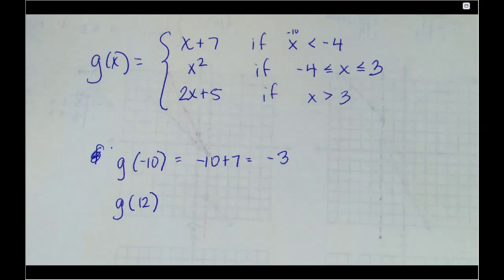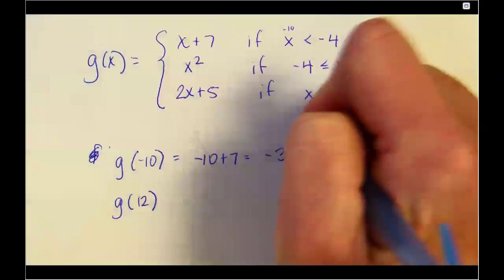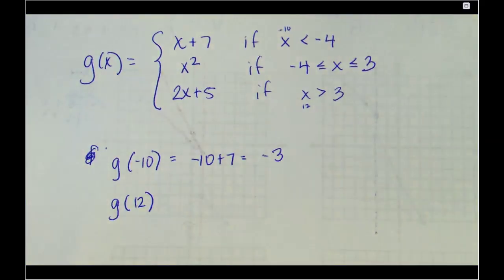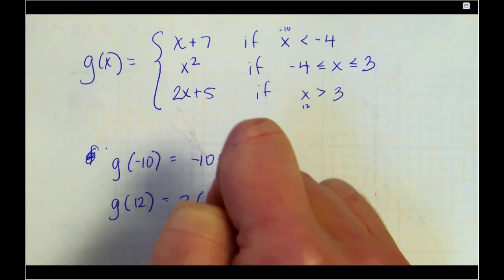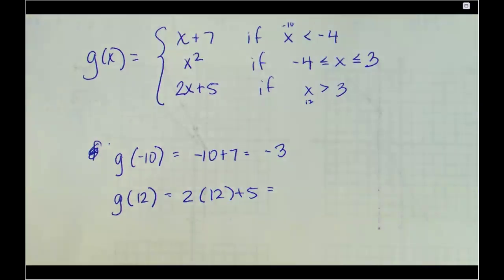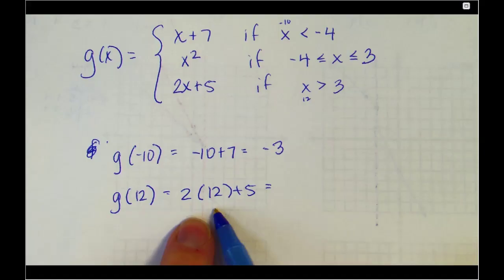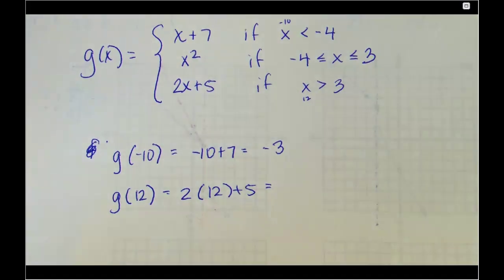Top, middle, or bottom on G of 12? Bottom, correct? If you check that, 12 is greater than 3, the alligator eats the big one. So you got to show me 2 times 12 plus 5. You do not have to show me the in-between steps, but I need to see this so that when I check, I can tell if you're plugging it into the right place, because that will help me help you. If you're doing it wrong, I'll be able to tell what you're doing wrong. What do you get? 29.